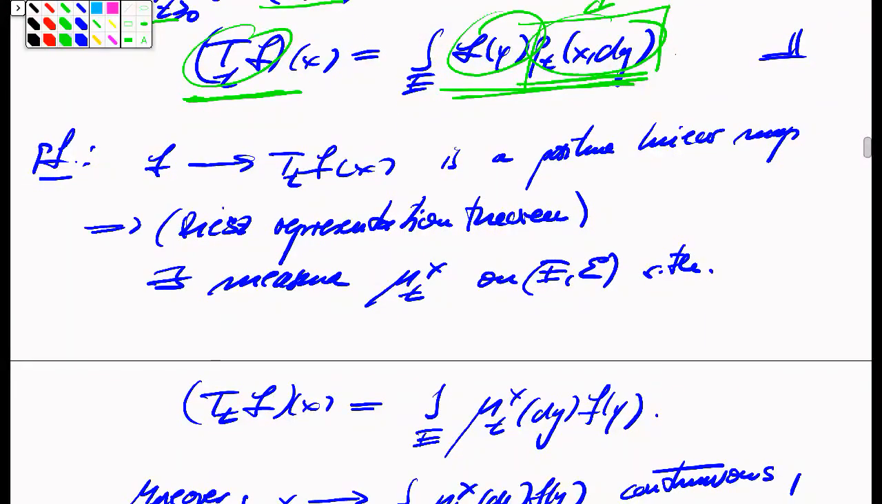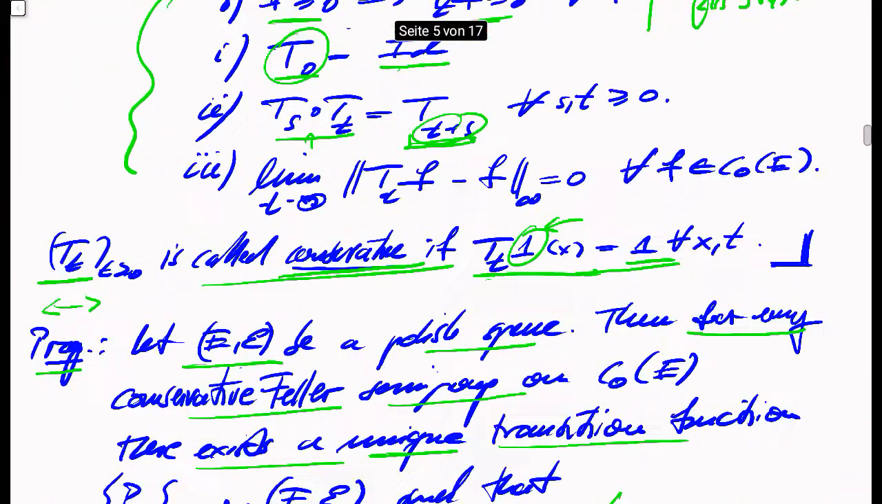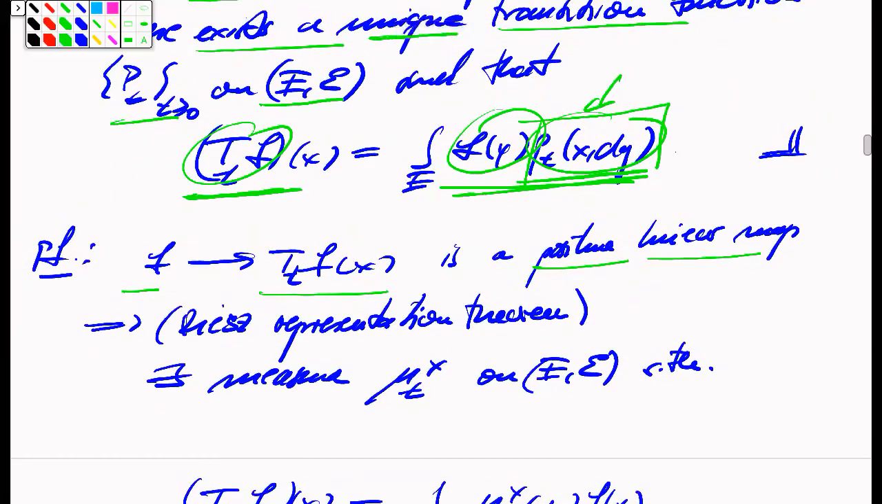Okay, let's prove here that this family of operators must give rise to this family of kernels. By assumption, we know that this operation that takes a function and returns the operator at time t applied to the function is a positive linear map. So it's positive by property 0, and it's linear. Then there is a theorem from measure theory and functional analysis which tells me that every positive linear map on the set of functions which vanish at infinity, for instance, is represented by a measure.